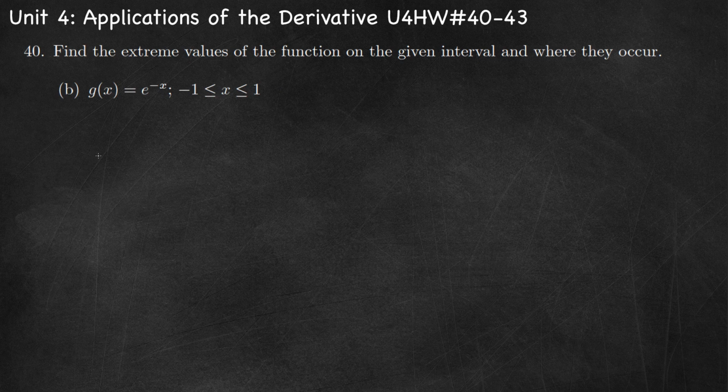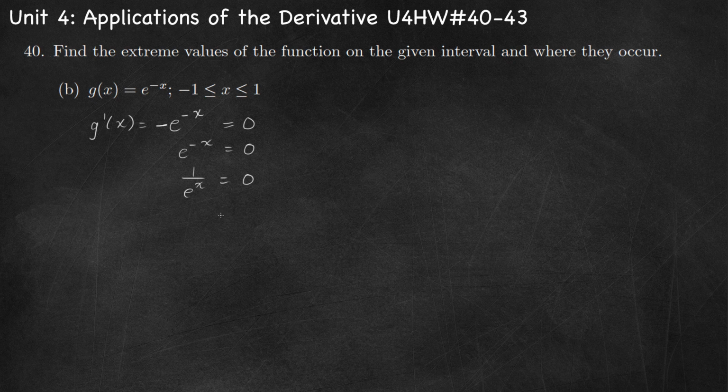Part B, g of x equals e to the negative x, and we're working on the interval from -1 to 1. So we want to take our derivative and then find our critical values. Derivative of e to the negative x is e to the negative x times -1. We're going to set that equal to 0 to find our critical values. We can divide both sides by -1, and then we have e to the negative x equals 0. We can rewrite that as 1 over e to the x equals 0, and this has no solution.